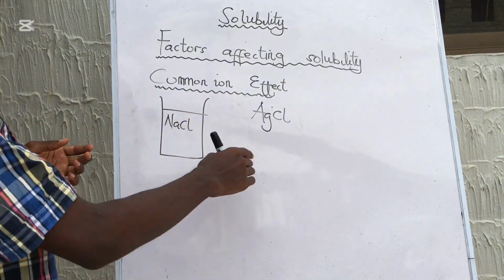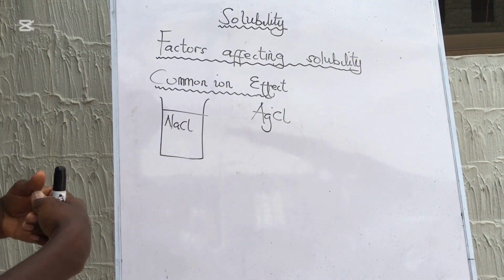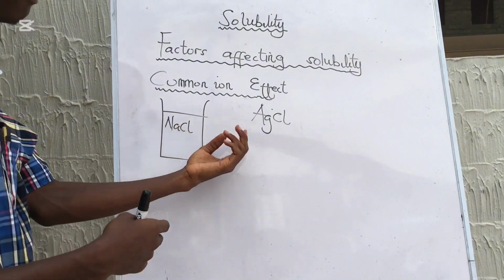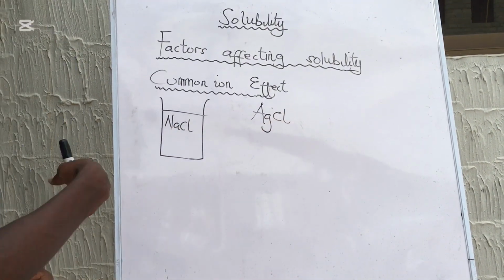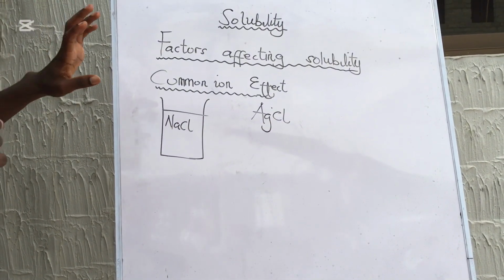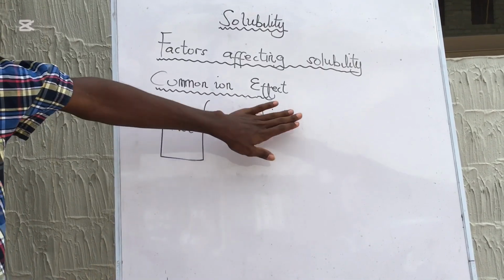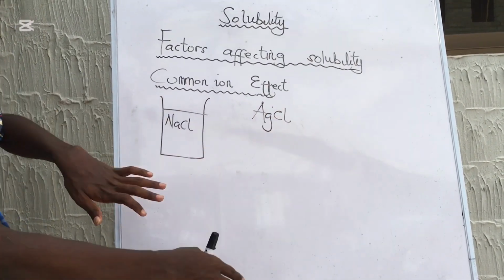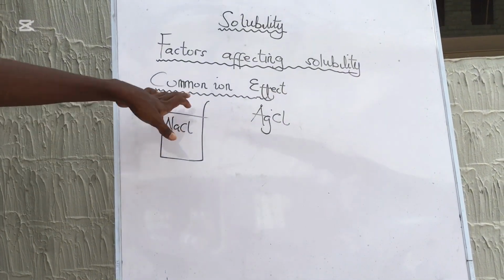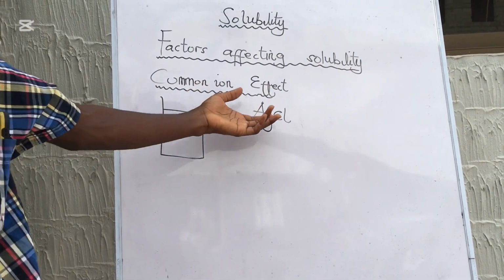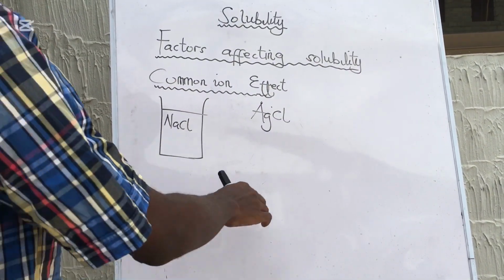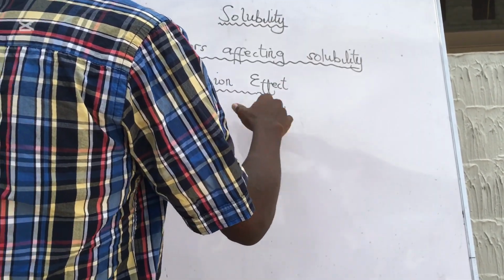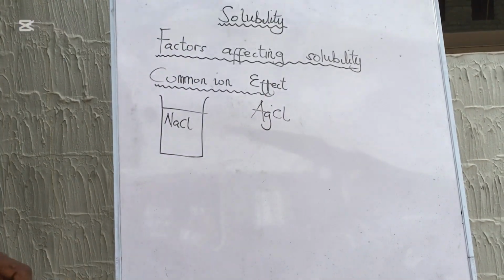And if you're having Cl and Cl in the same solution, then the concentration of this Cl is going to increase, and it will affect its solubility. It doesn't affect only the chloride alone, but the Cl together with the cation it comes with, the Ag. So AgCl as a whole will be affected.